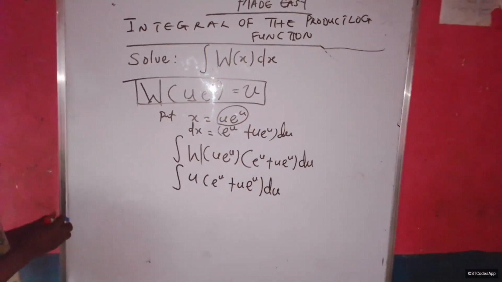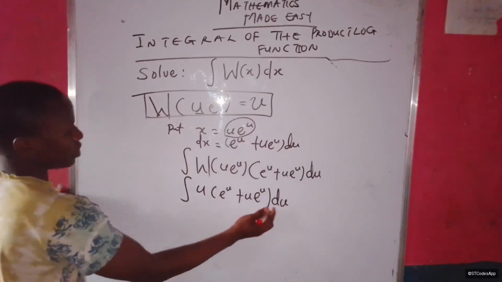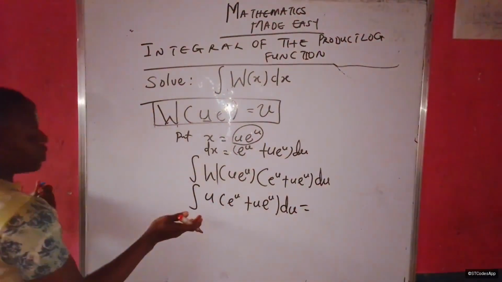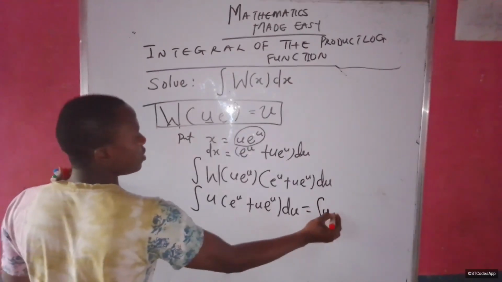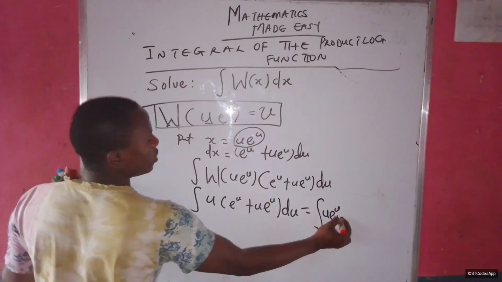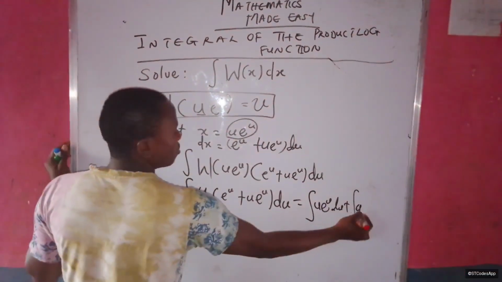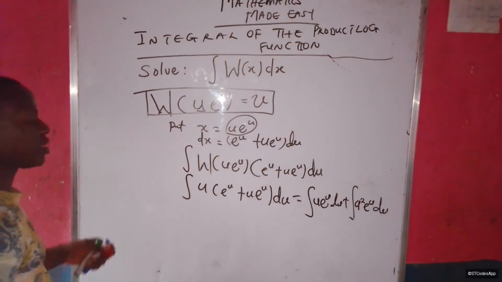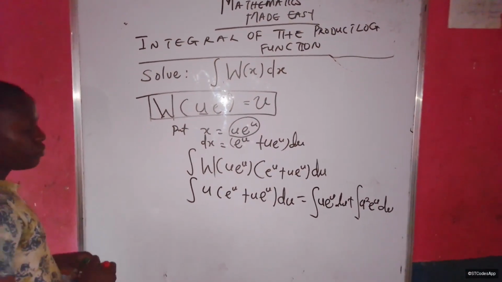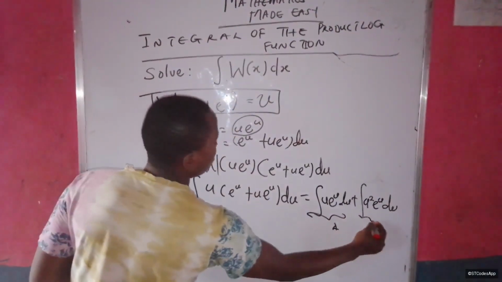It's now very easy to solve. You can just apply linearity and expand. That will be the integral of u times e raised to the power of u, that's u e raised to the power of u du, plus the integral of u times u, that's u squared, so u squared e raised to the power of u du. So we have two integrals to solve. We can call this A and call this B.